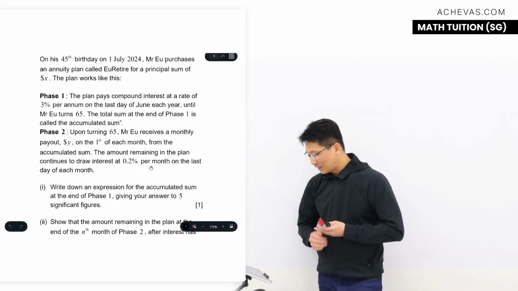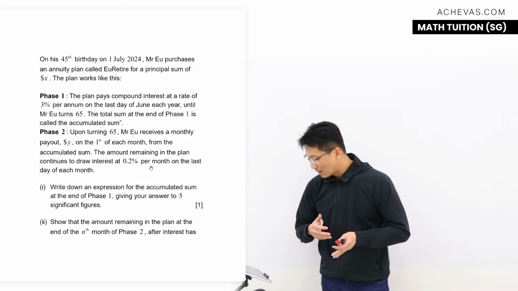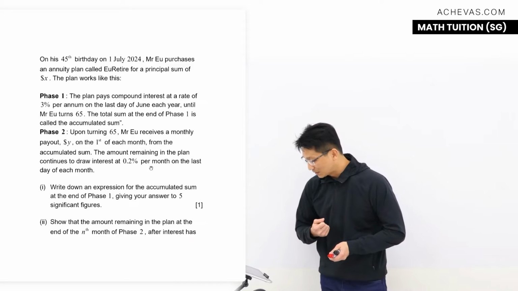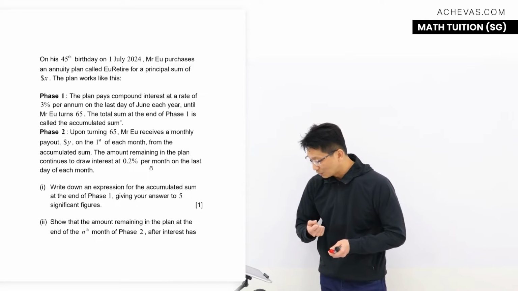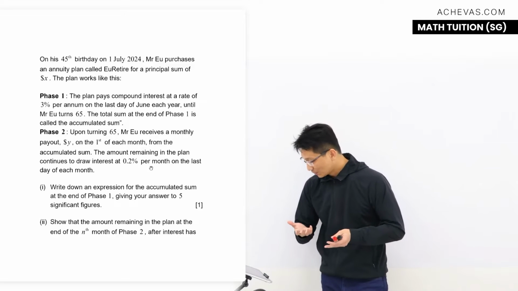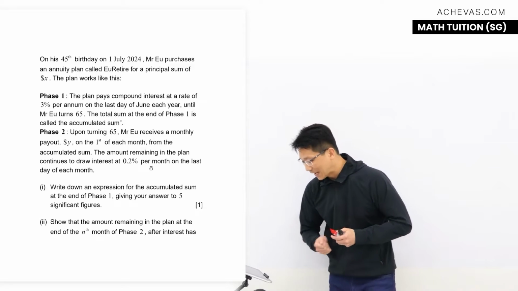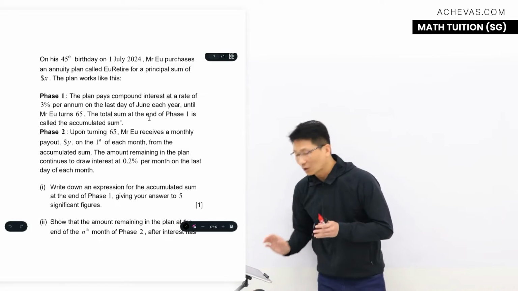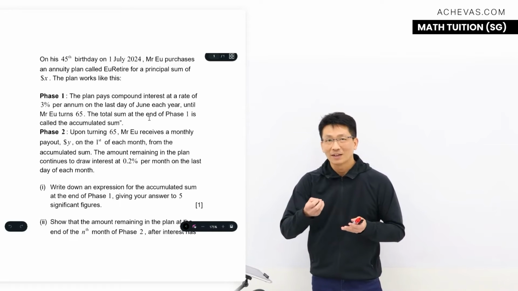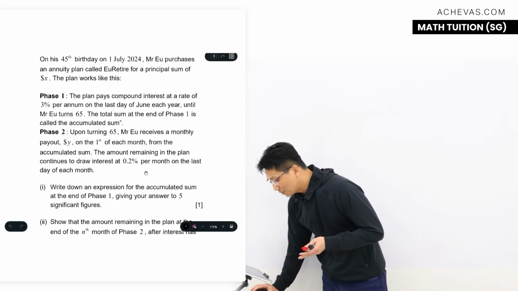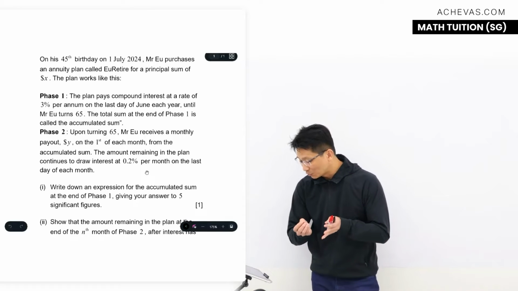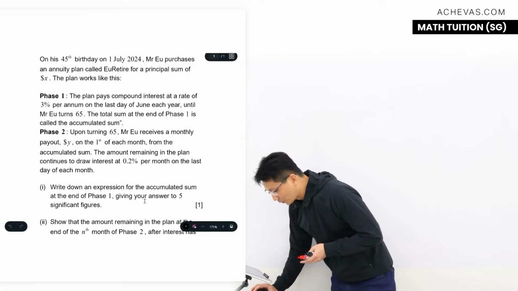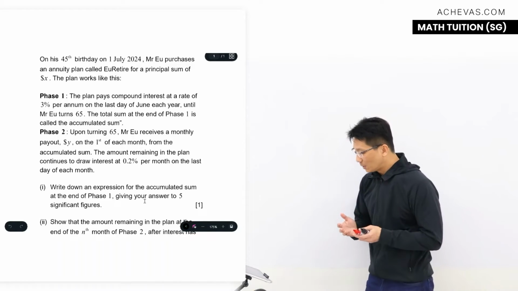For phase 2, upon turning 65 years old, he will receive a money payout of Y dollars on the first of each month, which is from the accumulated sum, and the amount remaining in the plan continues to draw interest of 0.2%, which is credited on the last day of each month. We need to be a bit careful. For phase 1, the interest is credited at the end of a year. And for phase 2, the interest, which is a smaller amount, is credited at the end of each month.